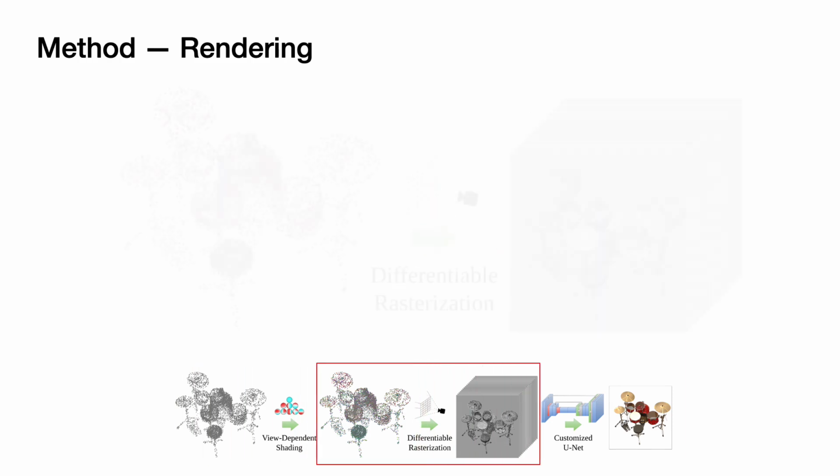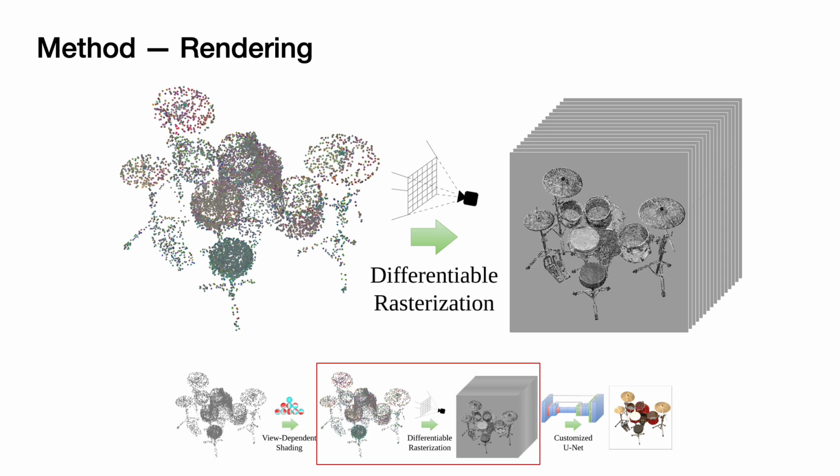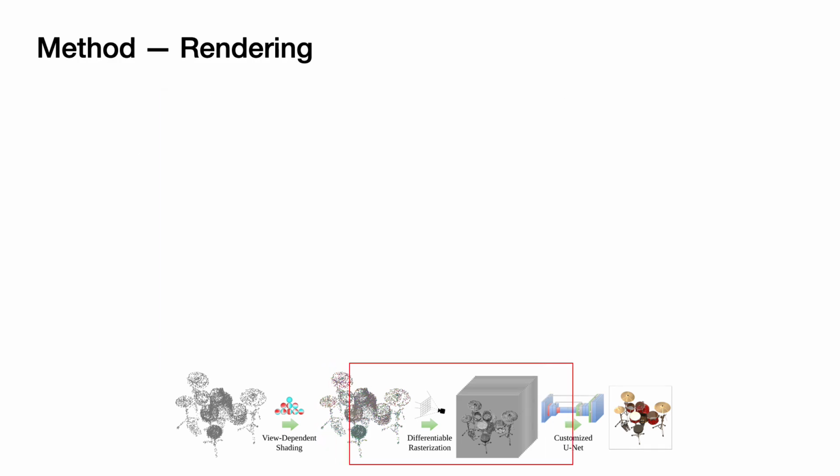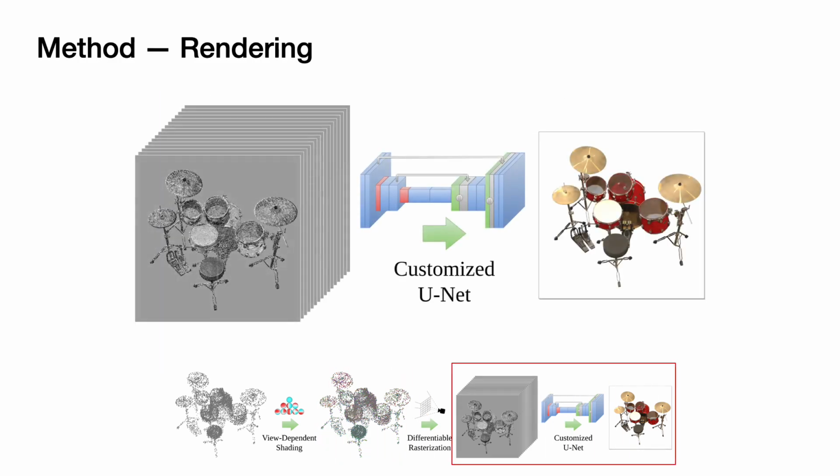We then use Pulsar, a differentiable sphere-based rasterizer, to convert the view-dependent point cloud to a two-dimensional feature map. To obtain an RGB image, we use a deep neural rendering network with a customized UNet architecture that is furthermore responsible for hole filling.